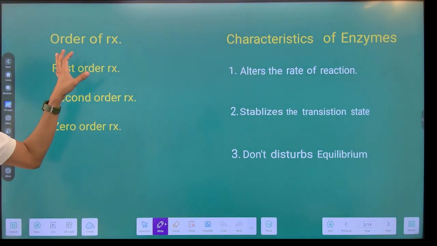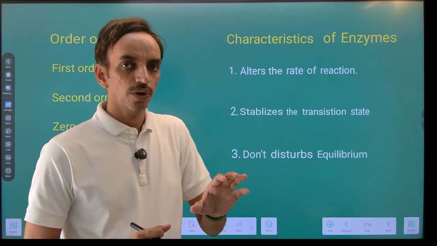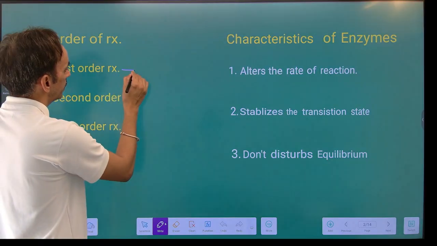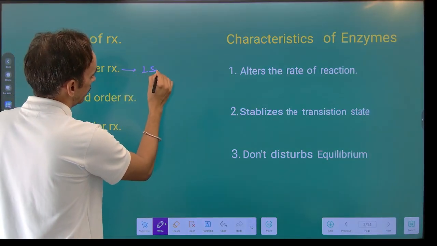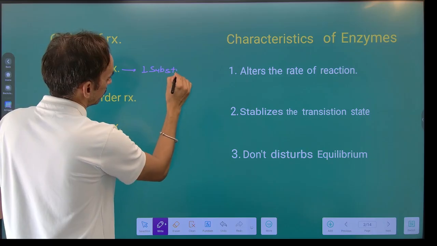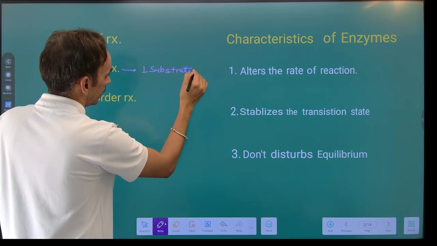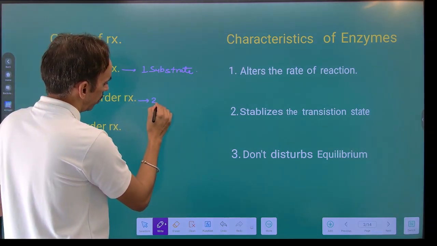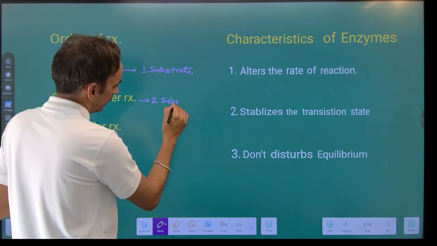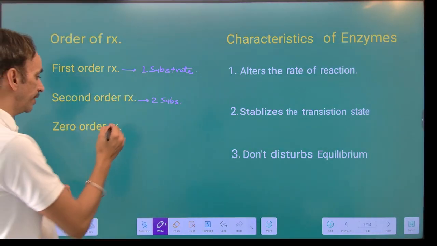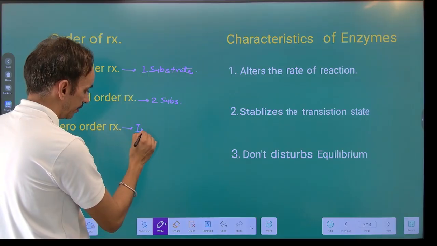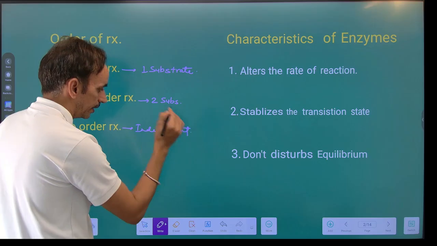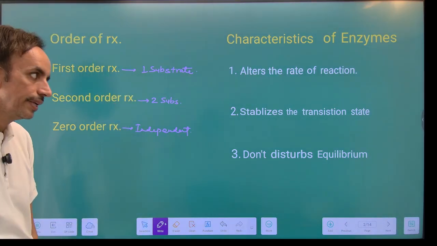The order of reaction is the effect of reactant on the rate of reaction. If the rate of reaction depends upon the concentration of a single substrate, then it is known as a first order reaction. If it depends upon the concentration of two substrates, then it is called a second order reaction. And if the rate of reaction is independent of the substrate concentration, then it is known as a zero order reaction.